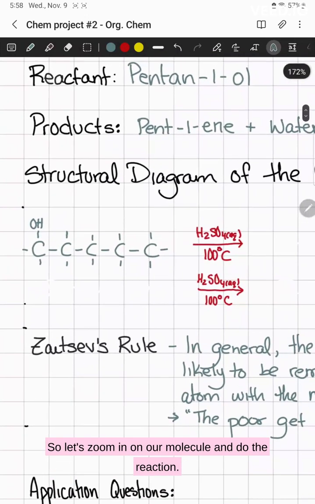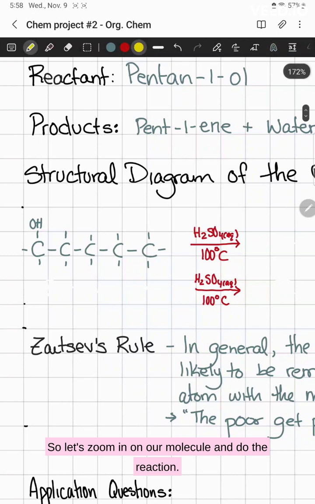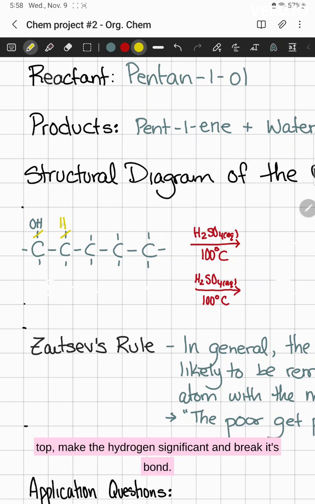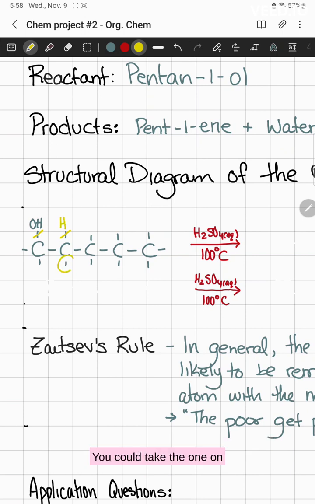So let's zoom in on our molecule and do the reaction. So we're going to obviously break our hydroxyl group or the alcohol group off, and we see that this carbon over here is attached only to this carbon. There's nothing else on the left. So we're going to take the carbon on the top, make it significant, and break its bond. You could take the one on the bottom, it does not matter. And we're going to create our pi bond.